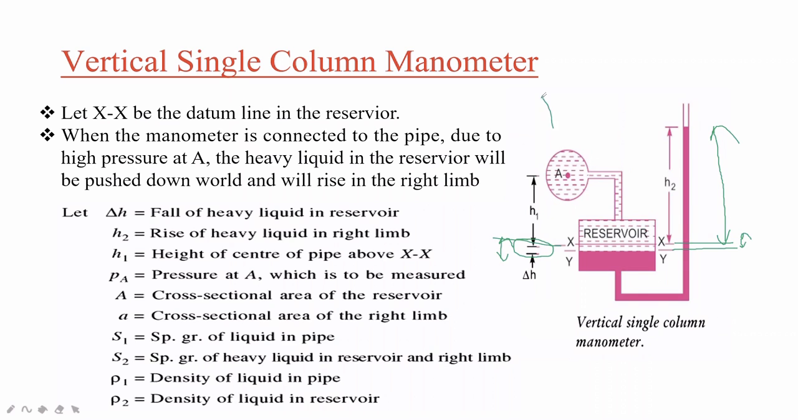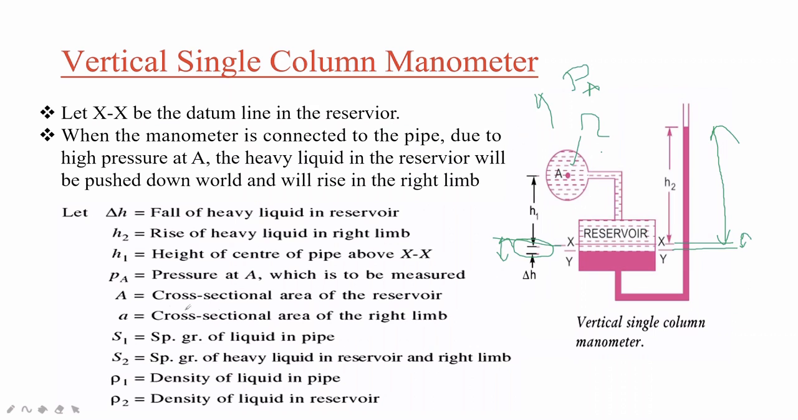Next, PA. So PA is the pressure in the liquid in the pipe. This is the PA, pressure at A, which is to be measured. So we have to calculate what is the pressure of that liquid.